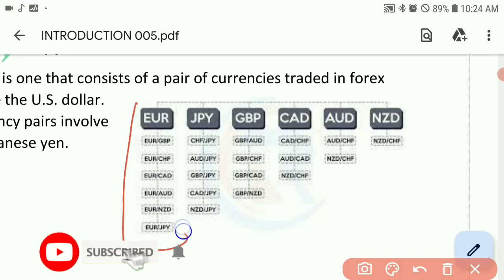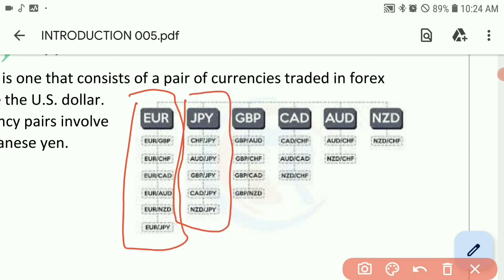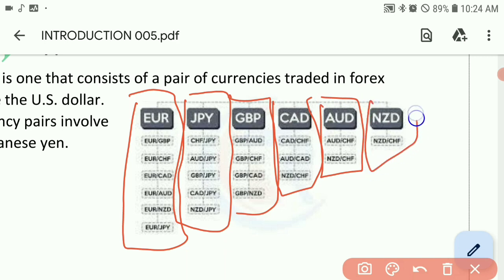In the list of euro, there's nothing like USD. In the list of GBP, in the list of CAD, in the list of AUD, in the list of NZD, as you can see, there is no US dollar attached to them. So these are called cross currency pairs, and they also move in the market, but they are not as powerful as the US dollar currency pairs. I hope you understand.